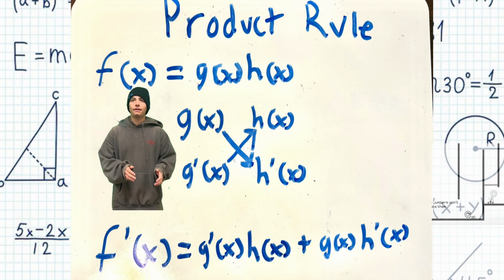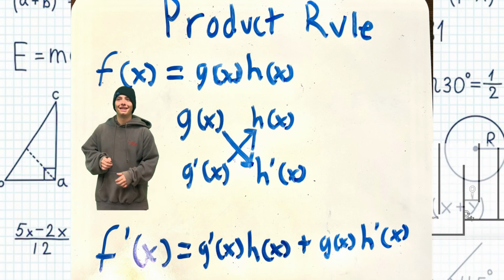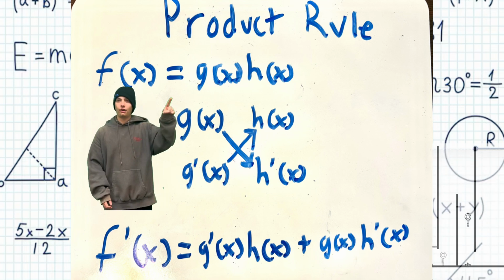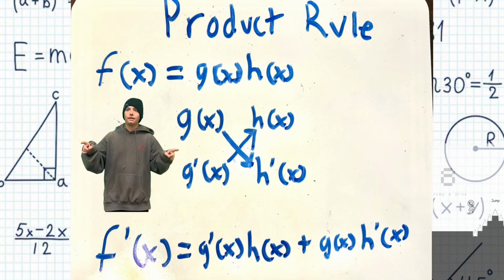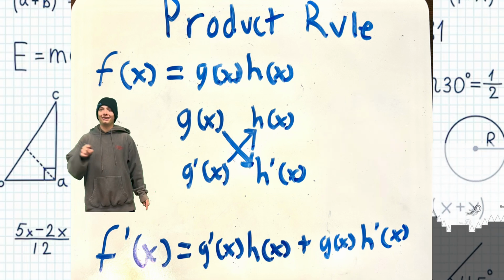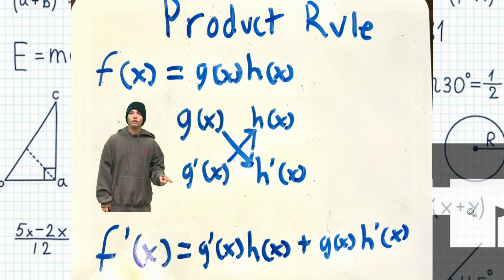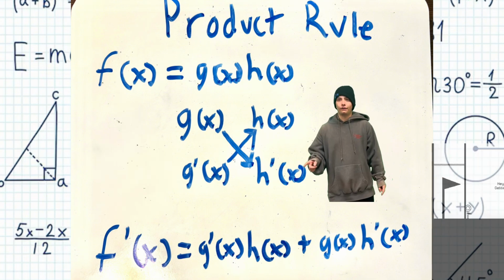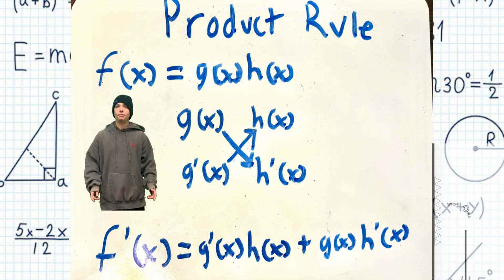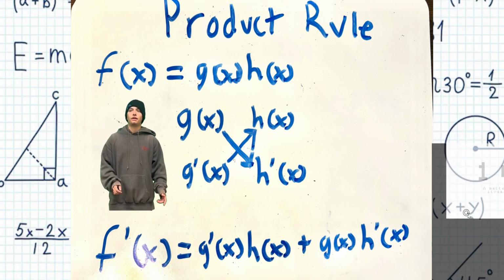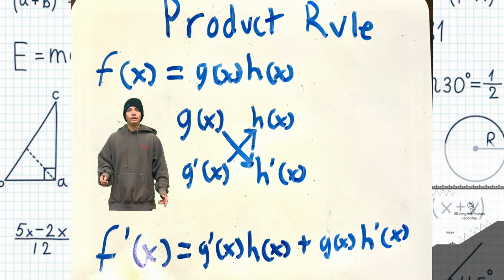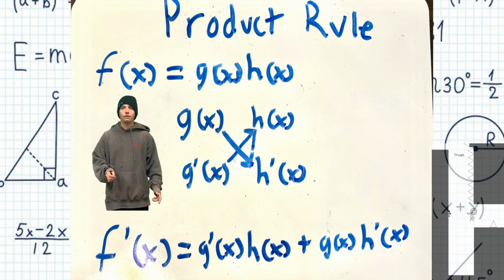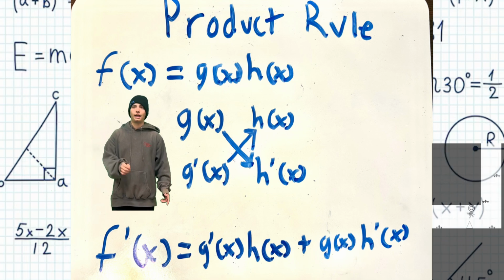The way that we get this is a handy-dandy chart. For the chart, you write g of x on the left and h of x on the right. Then write the derivatives under each. So g prime of x under g of x and h prime of x under h of x. Then you multiply going up diagonally, getting g prime of x times h prime of x. Then you add to the product going diagonally down. So you get g of x times h prime of x.